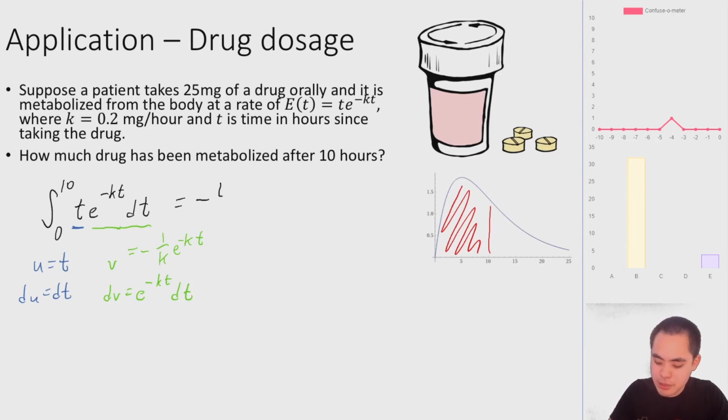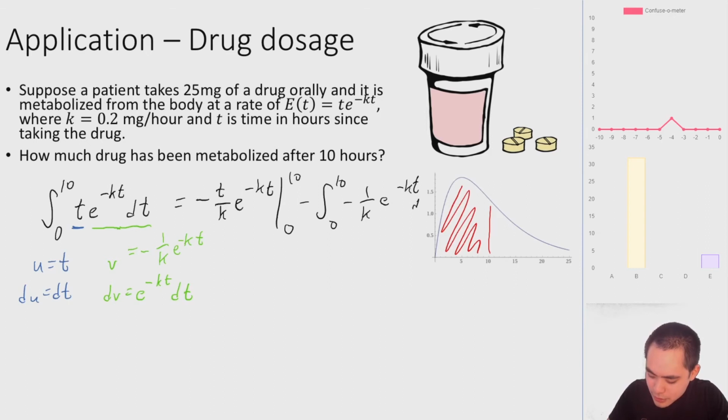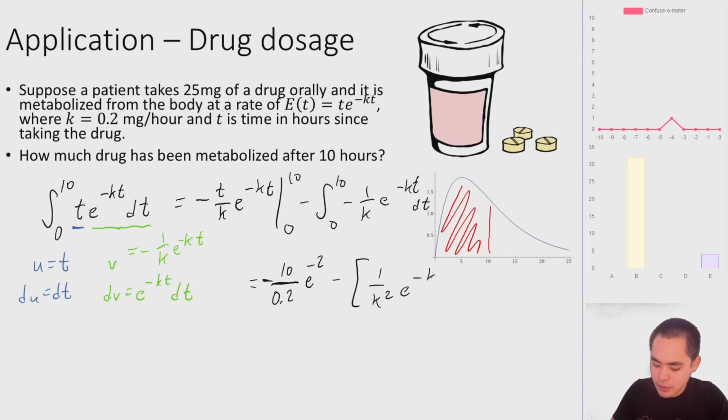So this is going to be equal to minus t over k e to the minus kt from 0 to 10, minus the integral from 0 to 10 of minus 1 over k e to the minus kt dt. Sorry, I'm running a little bit out of space. When you plug this in, you can plug in the 10s and 0s for the t's, and k is equal to 0.2. This is minus 10 over 0.2 e to the minus 2, minus this quantity, which is going to be 1 over k squared e to the minus kt from 0 to 10.